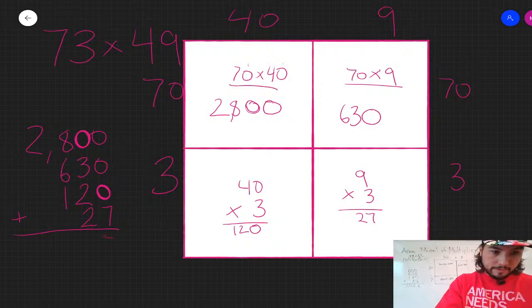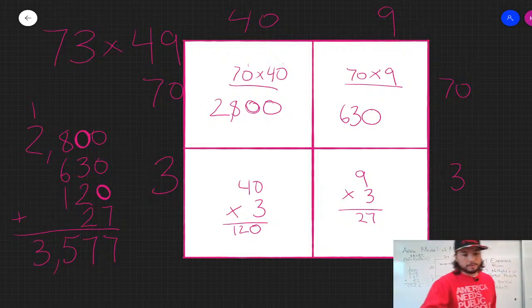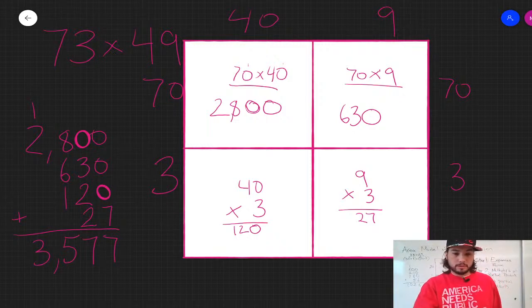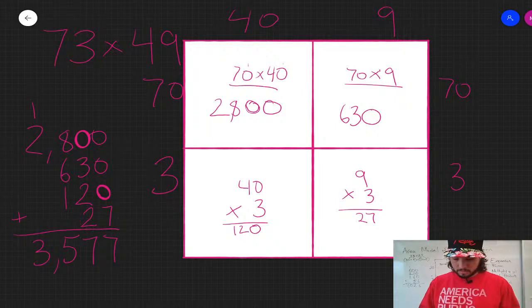0, 0, 0, and 7 makes 7. 3 plus 2 is 5, plus 2 more is also 7. 8 plus 6 is 14, plus 1 is 15. So we're going to regroup our 1,000, and then 1,000 plus 2,000 is 3,000, for a total product of 3,577. Okay, seeing a couple of answers, both of them 3,577. So those people who stuck them in the chat, kudos to you, because your answer matches the correct answer.